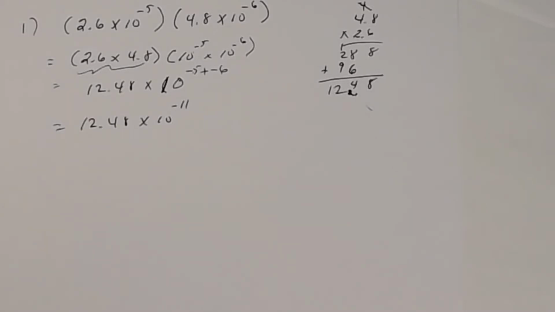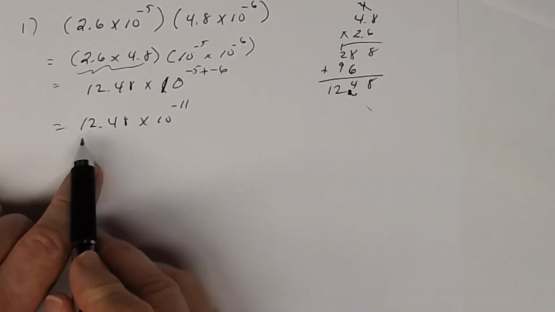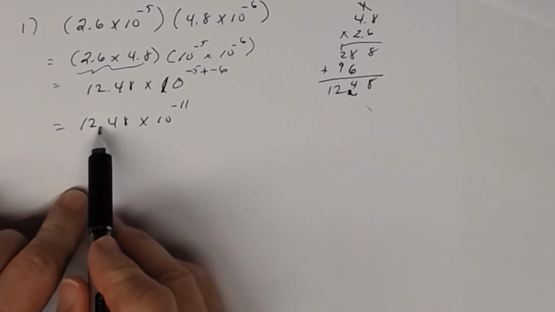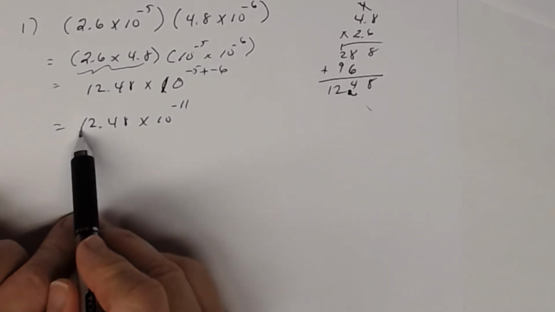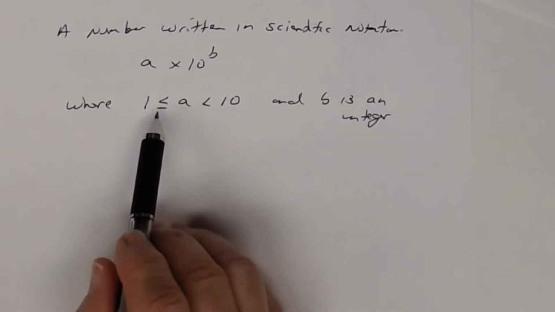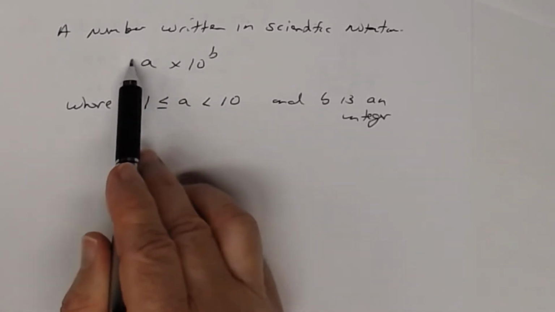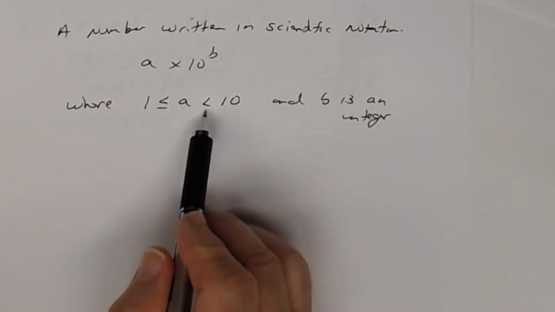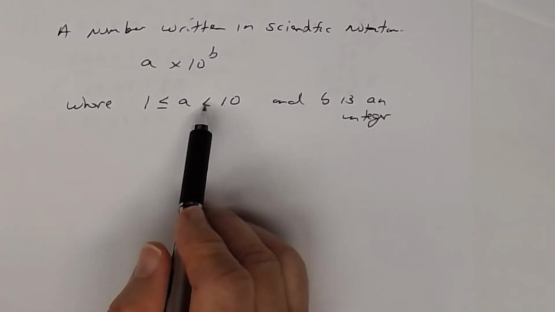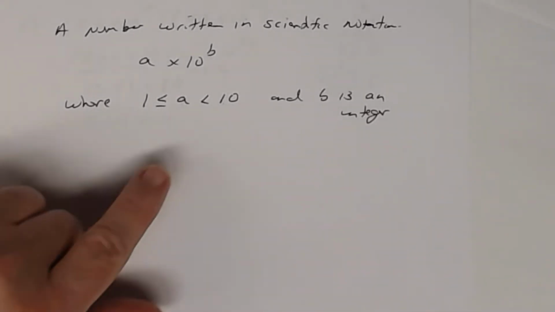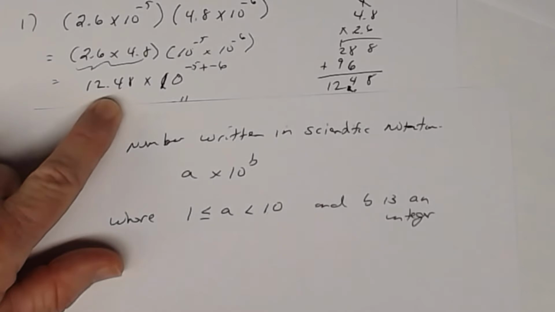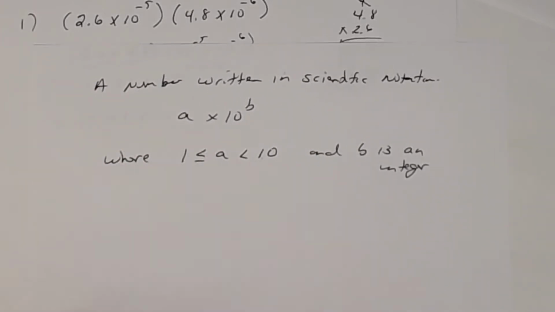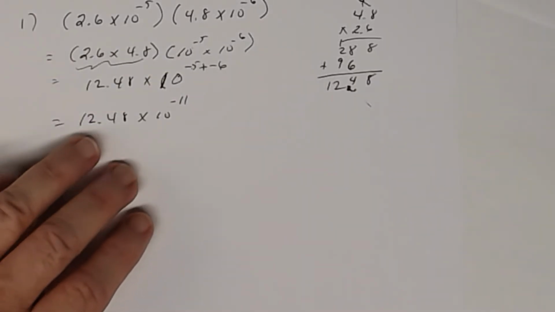All right, now here's the issue we have now. This is not in scientific notation because how many digits are in front of that decimal point? So here's my decimal point. There are 2. Remember, a number written in scientific notation, that coefficient must be between 1 and 10. Okay, so it has to be less than 10. So there can only be one digit in front of the decimal point. So you see 12.48 is not less than 10, right? That's greater than 10.